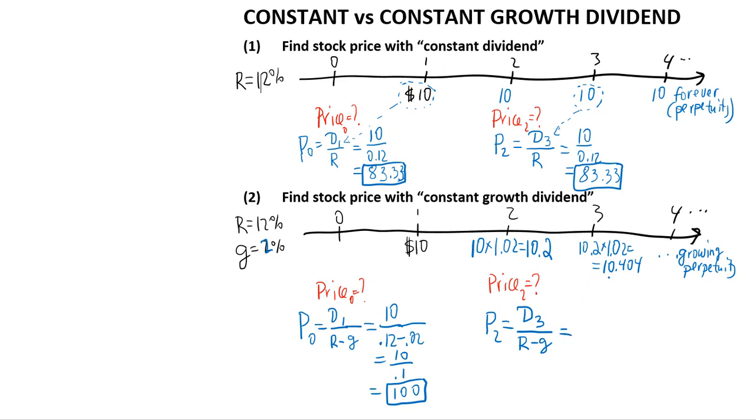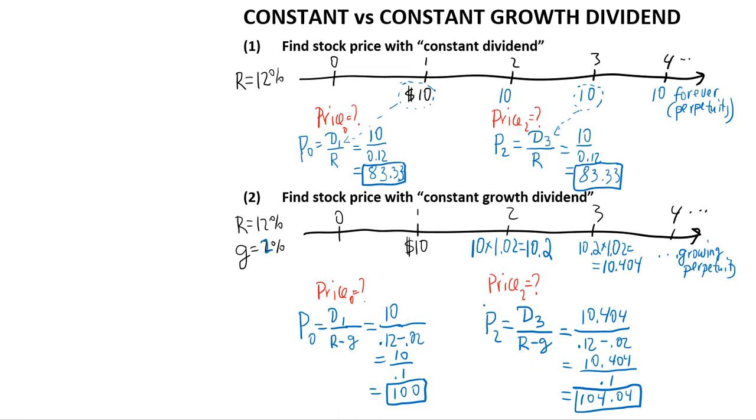Here the dividend in year 3 is $10.404, divided by 0.12 minus 0.02, which is 10.404 divided by 0.1, or $104.04, right? And you see how the price is higher 2 years from today compared to today's price. And this is how it will always be with the stock, with dividends increasing at a constant rate.